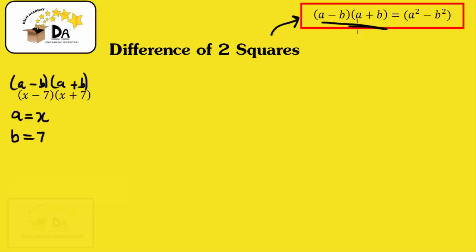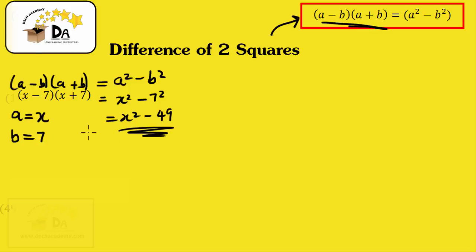The result is a squared minus b squared. So we have a squared minus b squared. What's a squared? x squared. What's b squared? 7 squared. So we have x squared minus 7 squared, which is 49. And this is the result of the simplification.